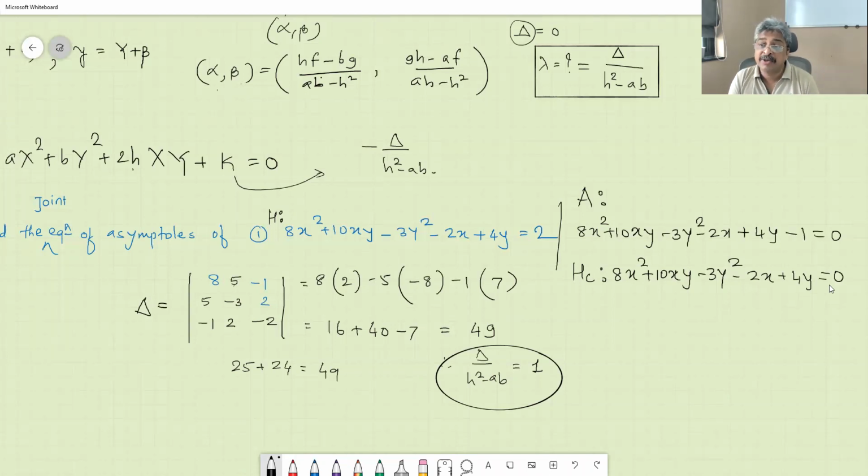So it is that simple eventually because of this. Asymptotes is a joint equation of pair of lines and it is homogeneous. Therefore, if we get rid of that constant, we get the joint equation of asymptotes. That theory gives us, given any one of the three, hyperbola, conjugate hyperbola and asymptotes, you can always find out the remaining two.